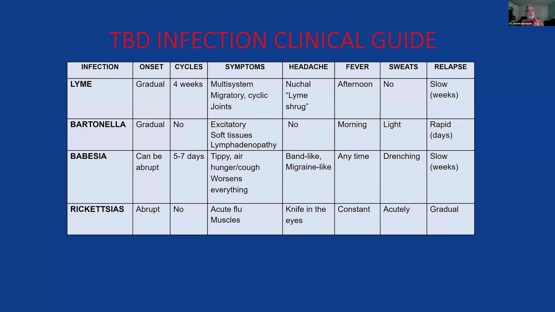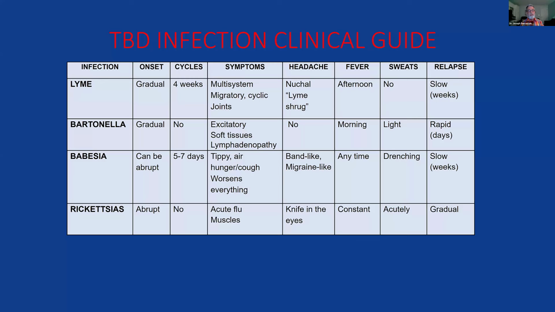Babesia can have an abrupt onset. It might cycle every 5 to 7 days. But here you have that strange off balance, air hunger, cough type of thing, and it makes whatever else you have worse. The headaches here are migraine-like headaches. If you have a fever and sweats, it can be any time of day and night. It moves slowly also in terms of onset and relapse.